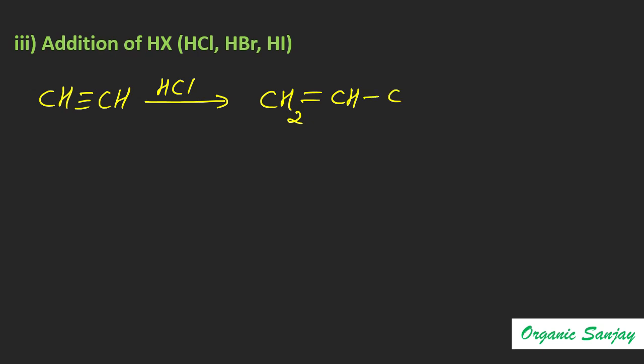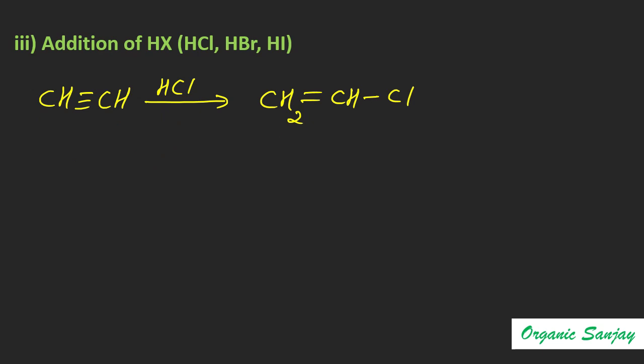Addition of HX, or addition of halogen acids: HCl, HBr, HI are called halogen acids. Now let's see some examples. Ethyne, CH triple bond CH, when treated with HCl, at first gives CH2 double bond CHCl. One hydrogen atom adds to this carbon and a chlorine atom adds to this carbon, and one pi bond is broken. This product is vinyl chloride.